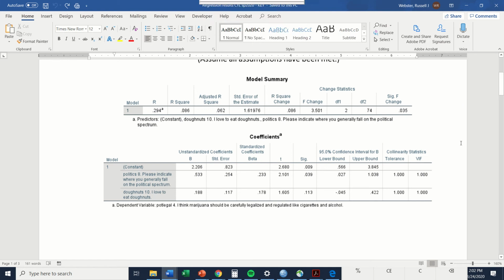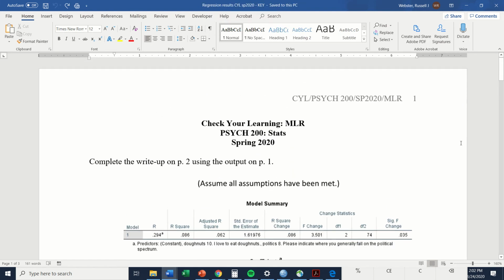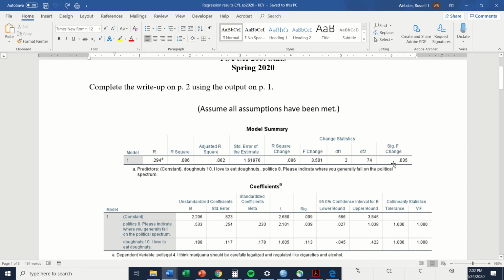Hi everyone, welcome to video 6 of multiple linear regression, and here we're going to go through the check your learning exercise for our example of simultaneous multiple linear regression.